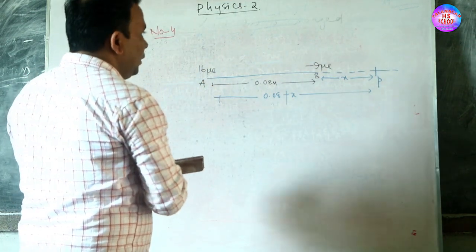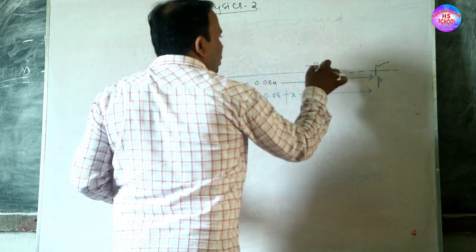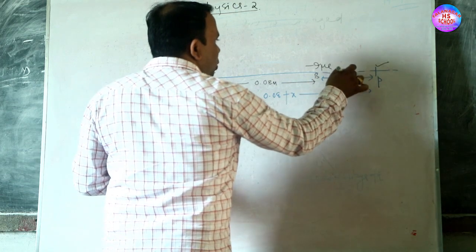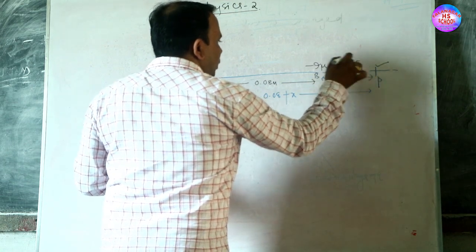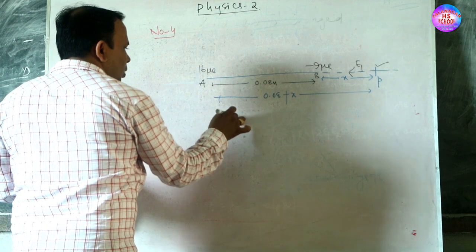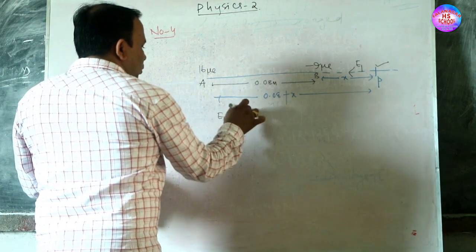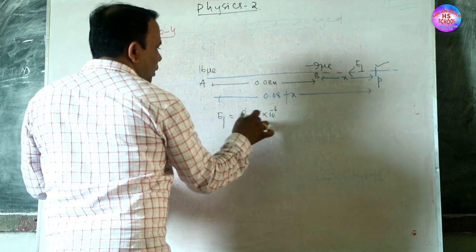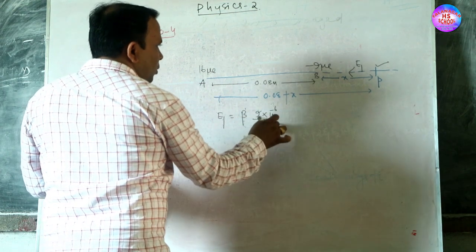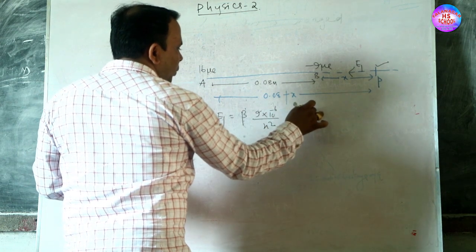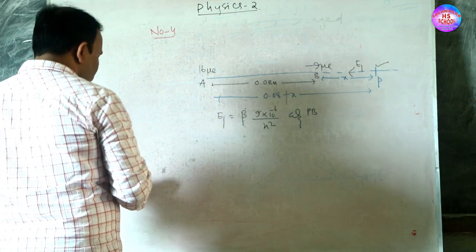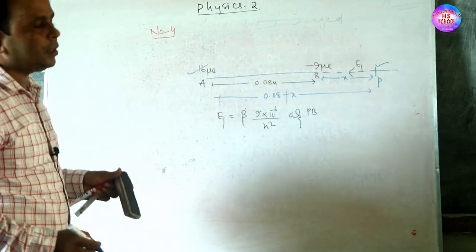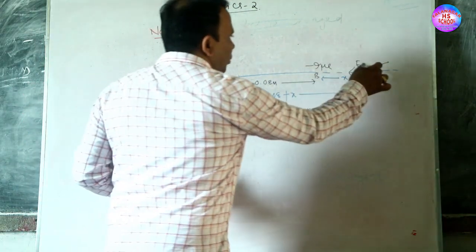First, the electric field at the point P due to charge minus 9 microcoulomb. Its direction is towards the negative charge, means E1. E1 is equal to kQ, Q is here 9 into 10 to the power minus 6 by R square, means x square, along the direction of PB. Similarly, the electric field due to the other charge at the point P.